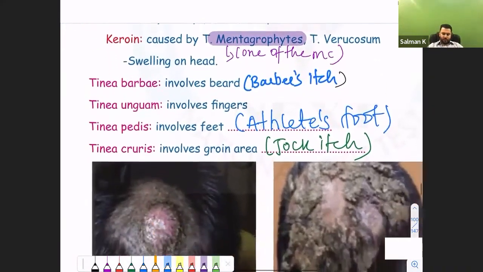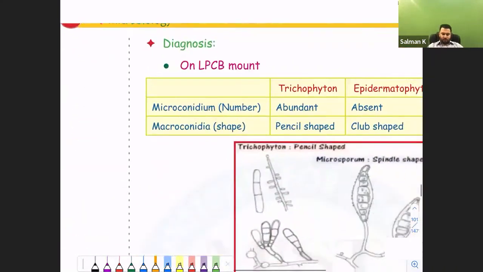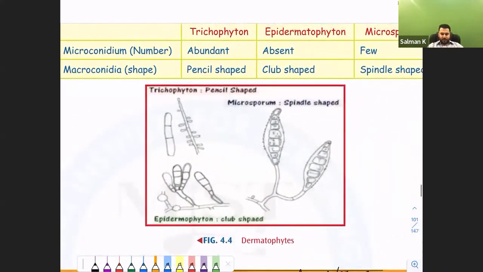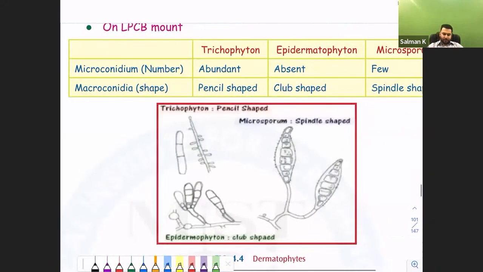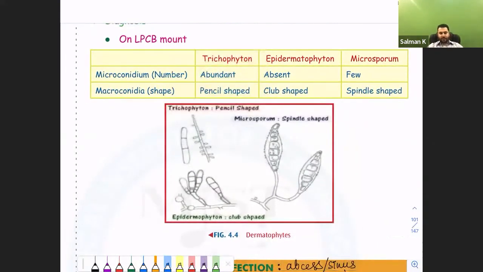Next, let's move to the identification part. Guys, this is important for you all to know now. This is the place where you should see these things. Microconidia or macroconidia, these are simply asexual spores of these fungi. This is what you should first know here. They are the asexual spores. Now learn the things one by one.